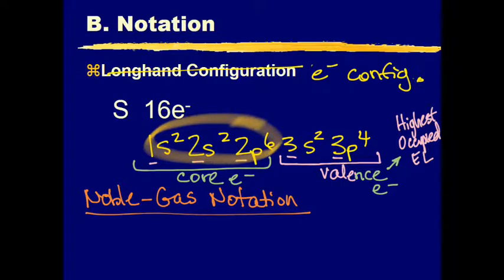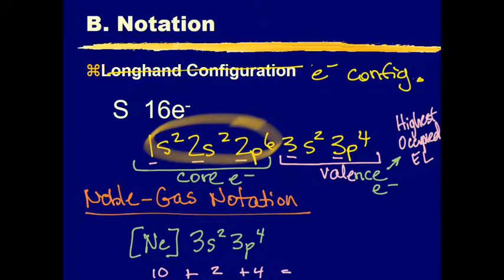If you count up the number of electrons that you see there, right here, 2 plus 2 plus 6 is 10. Element number 10 is neon. So I will abbreviate it with brackets, the symbol for neon. And again, we use uppercase and lowercase letters appropriately. And now I'm ready to put on the rest of my valence electrons, which is 3s2, 3p4. So again, neon has 10 electrons. We have 2 more here, 4 more there. Add all that up, you get 16 electrons, which is how many electrons sulfur should have.